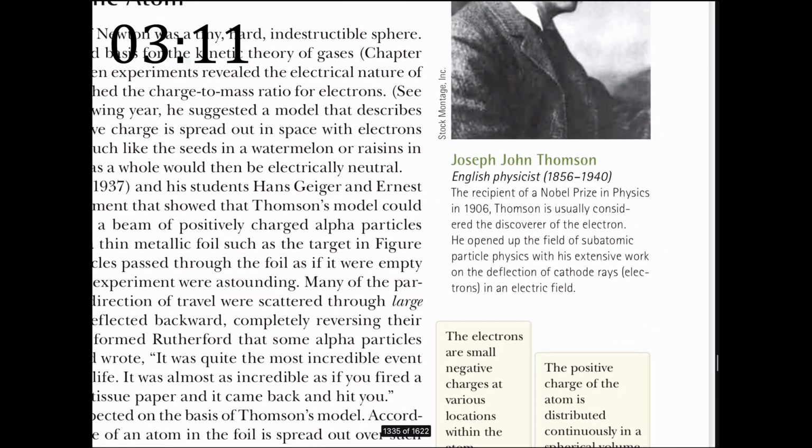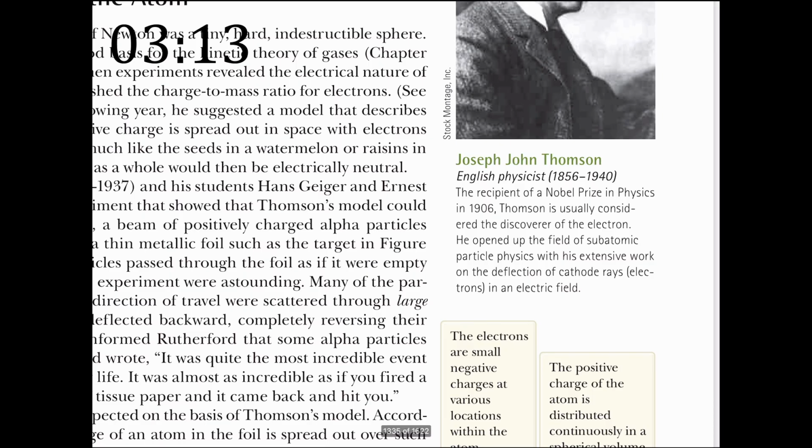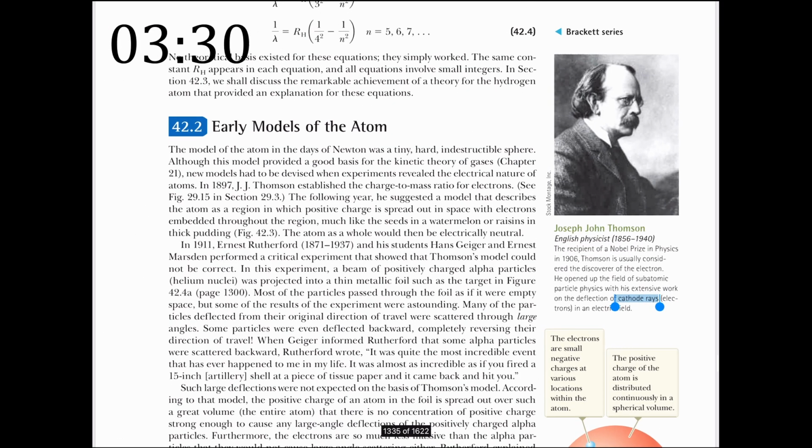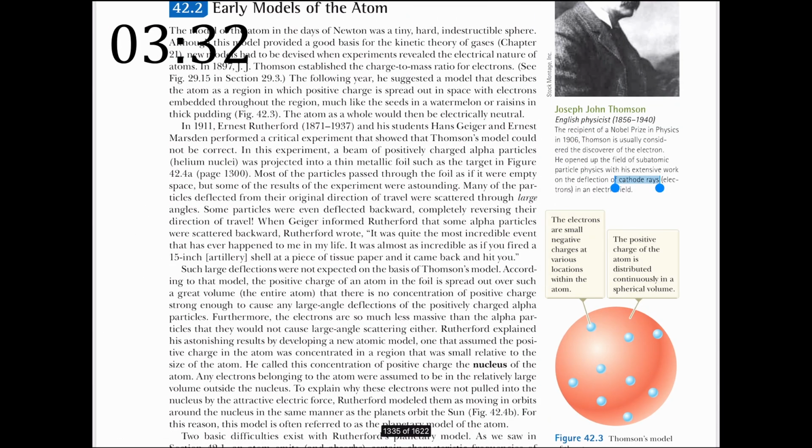Early models of the atom. Joseph John Thomson, the recipient of the Nobel Prize in Physics in 1906, is usually considered the discoverer of the electron. He opened up the field of subatomic particle physics with his extensive work on the deflection of cathode rays, electrons, in an electric field. I think cathode rays are the first TV. I think that's what they used to first make black and white TVs back in the day.